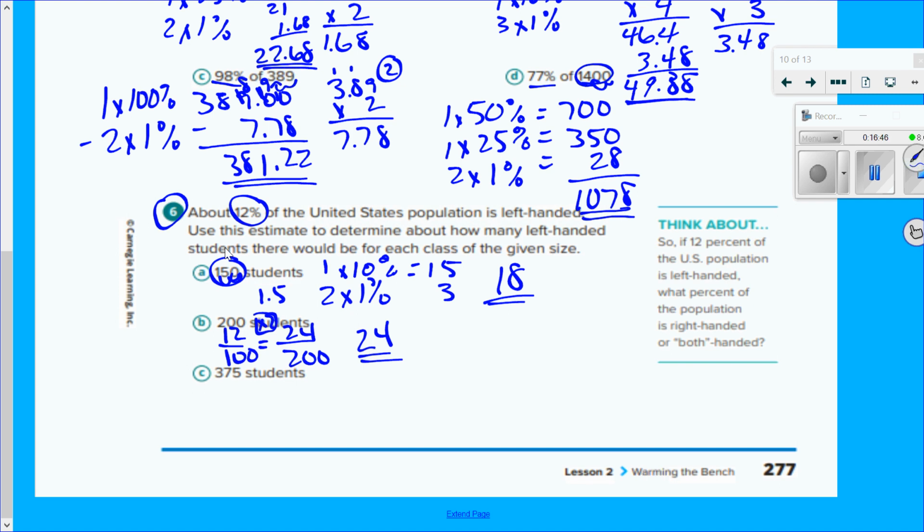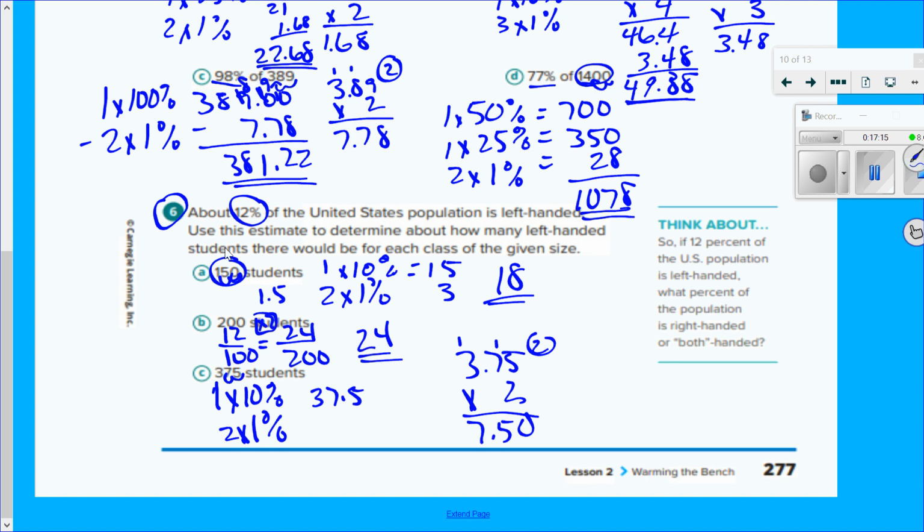For me, it shouldn't be that bad, though. So on this one, I'm going to probably go back to the 110 and 2 ones. So 10%, I just move it once, so that's 37 and 5/10. 1% is 3 and 75/100, but we're doing 2 of those. So that gives us 7.5. Add the 2 of those together. We get 1 whole, gives us 45 students.